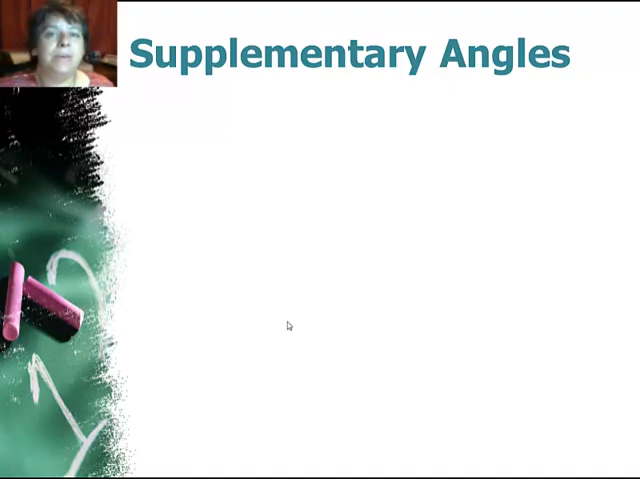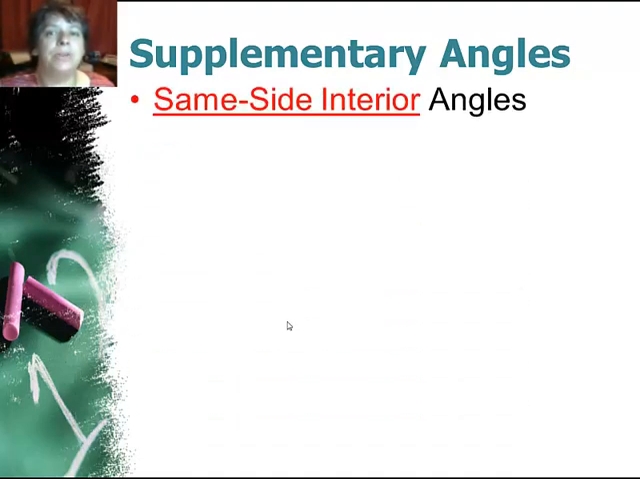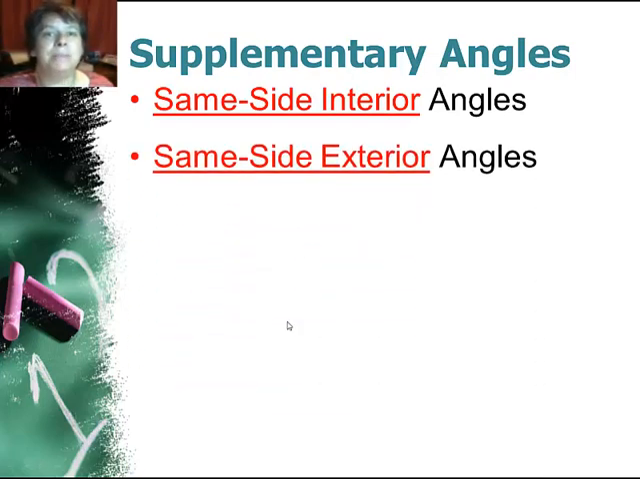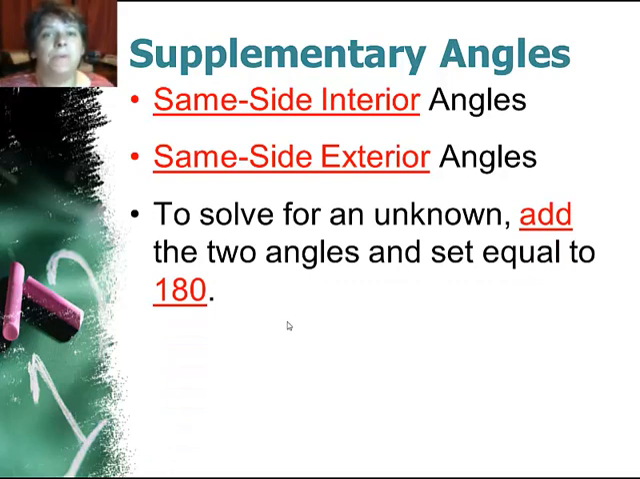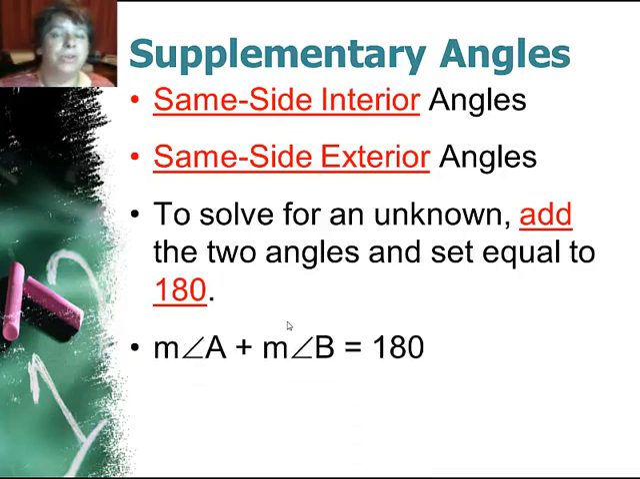The other set of angles falls into supplementary, which means they add up to 180 degrees. These are same side interior angles and same side exterior angles. When you deal with these types of angles, it's really the same as when we dealt with supplementary angles or linear pairs in one of the earlier sections. To solve for the unknown, you're going to add both angles and set it equal to 180. So you'll have measure of angle A plus measure of angle B is 180.